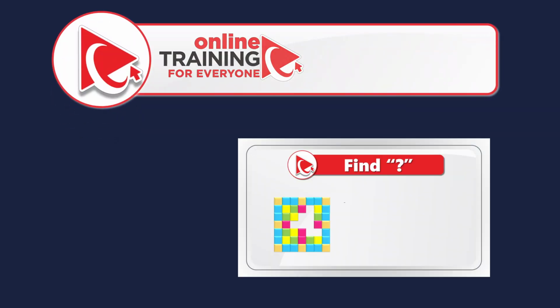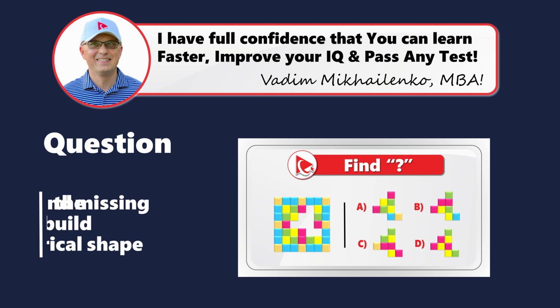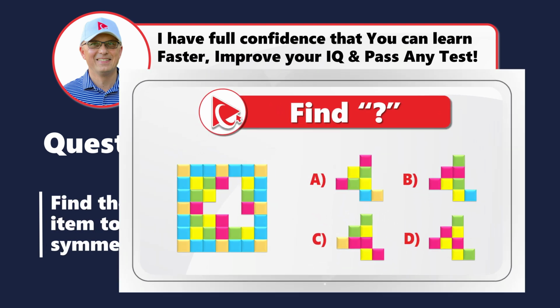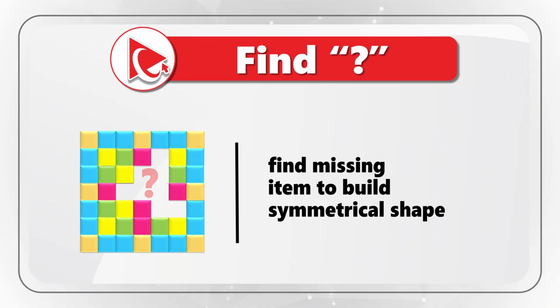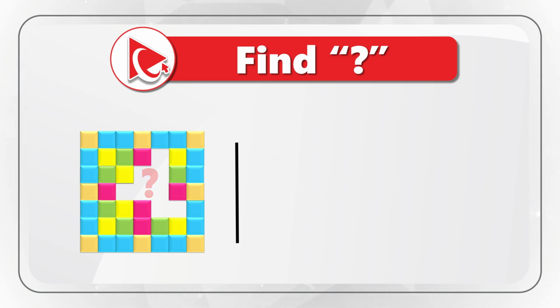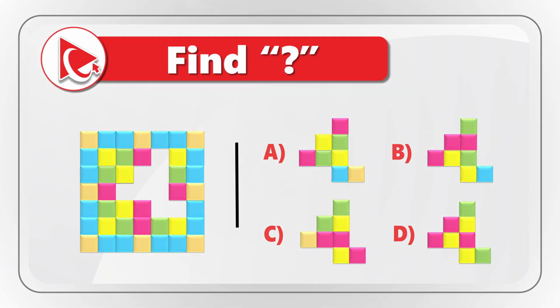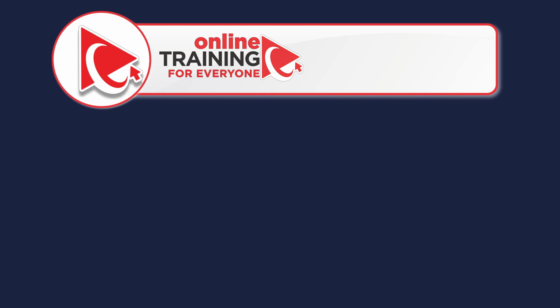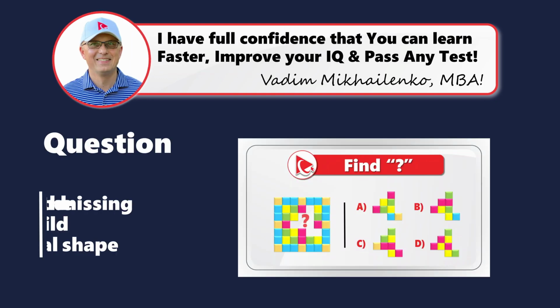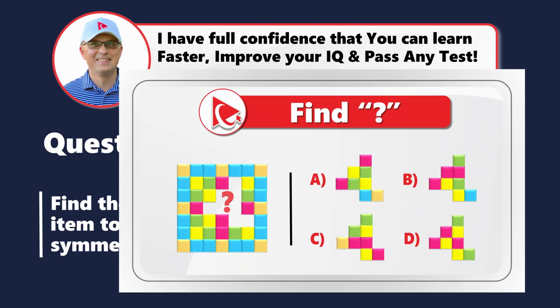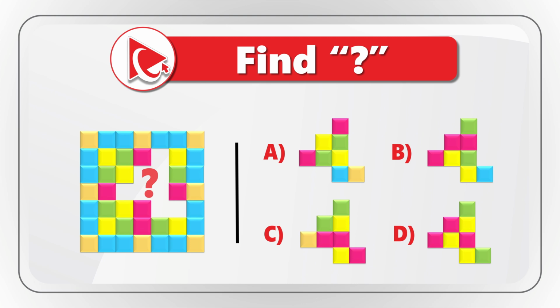Here's a very interesting question to test your spatial reasoning skills. You need to find the missing item, question mark, to build a symmetrical shape. And you're presented with the square that has a gap inside and four possible choices. Choices A, B, C, and D. Take a close look to see if you can select the right answer. Ready or not, I am moving forward to share with you my version of the answer. And if you have a better way to solve it, please make sure to post in comments.